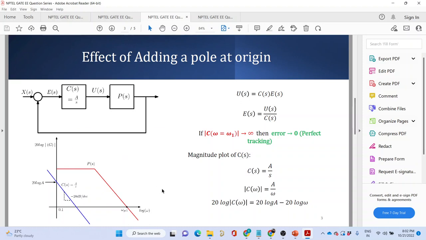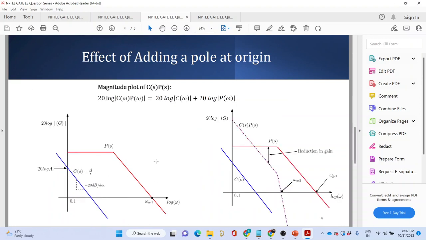This kind of control is called internal model control. This you'll study maybe at higher studies. So what is the effect of adding this integrator? If you add this integrator, this blue line is the Bode plot of the integrator, this red line is the Bode plot of the plant, and this is the gain crossover frequency. When we add these two transfer functions, the net transfer function would be shown in the dotted purple line.